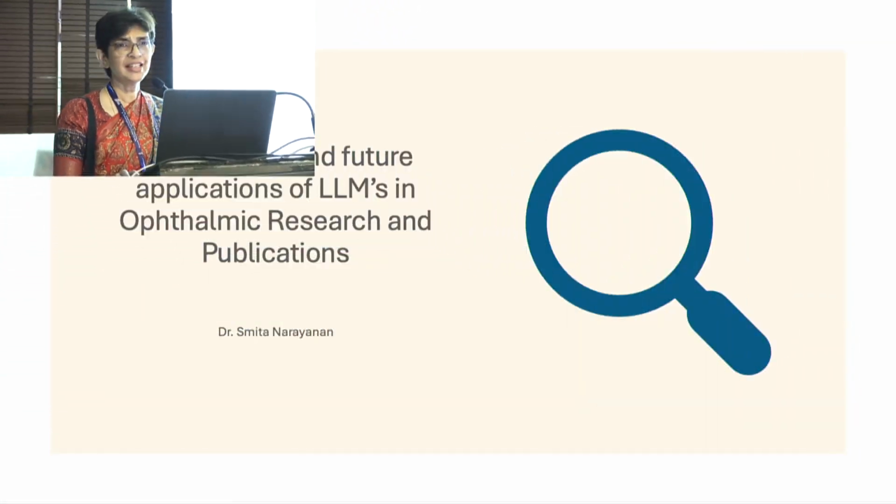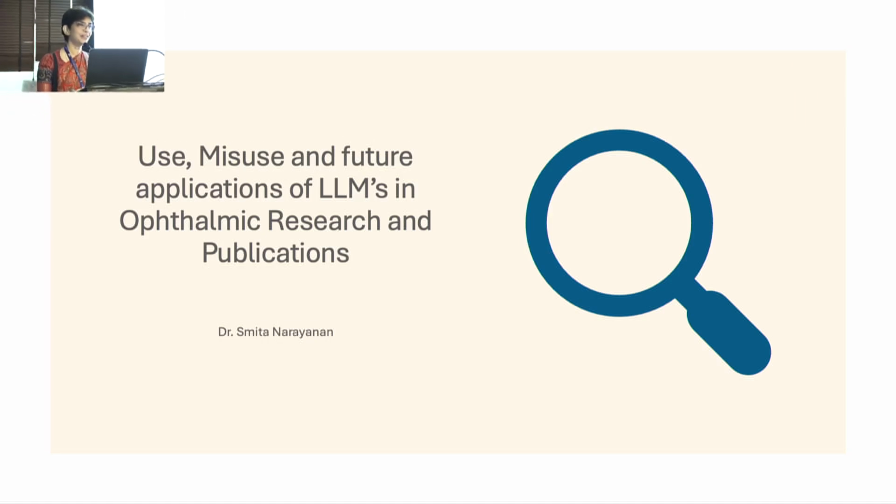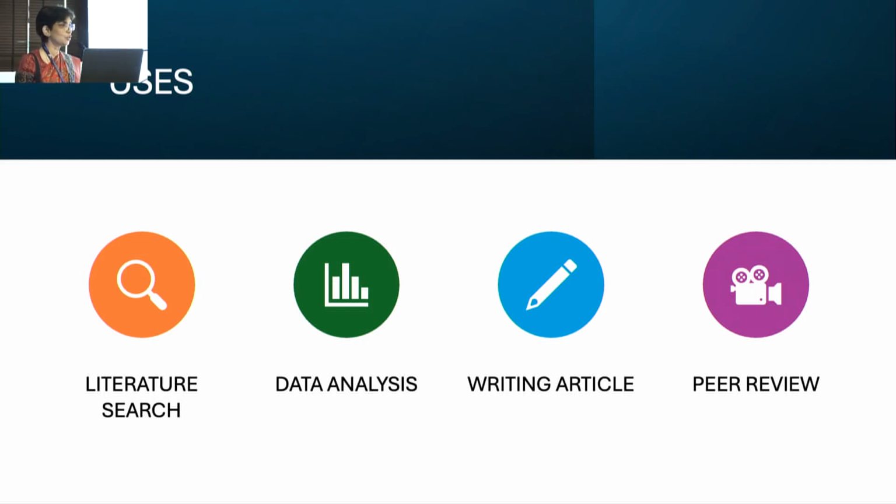By now, I'm fairly certain that there is not even a single person in this room who has not used a large language model like Google Gemini or ChatGPT to write a speech or to write a formal WhatsApp message. AI is that popular. And it is also very useful in ophthalmology, as our previous speakers have pointed out. ChatGPT and its many versions and Gemini are useful for literature search, data analysis, writing an article, and also for the peer review process.